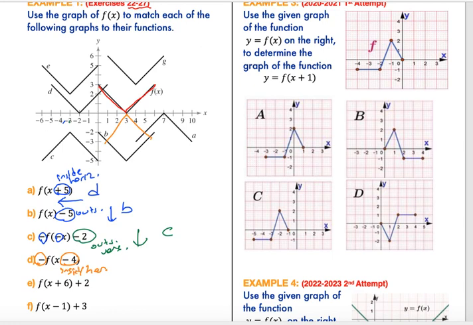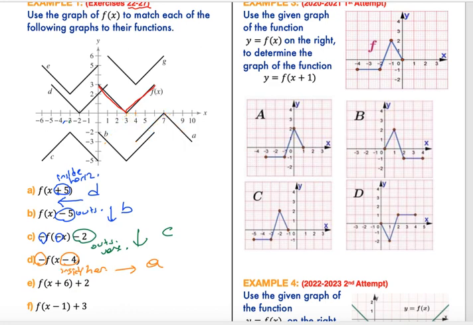So how many units? 4 units. To the where? Left or right? To the right. So slide your function 4 units to the right. 1, 2, 3, 4. So here I am. That's my new function, which is a. All right.